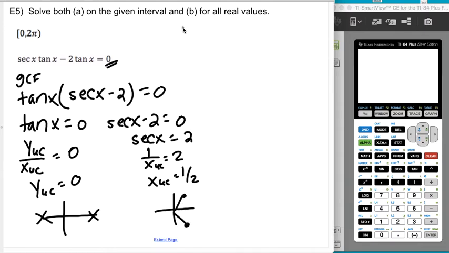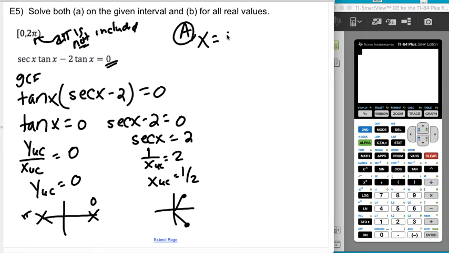So my answers are going to be that x equals, so this is 0 and pi, and then I don't include 2 pi, right? 2 pi is not included. So we say that x is 0 or pi, and then this one is going to be pi over 3 and 5 pi over 3, right?